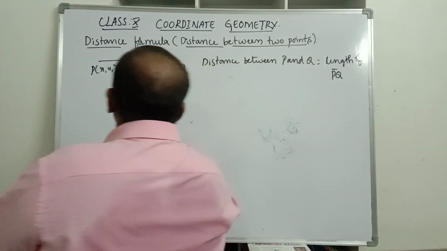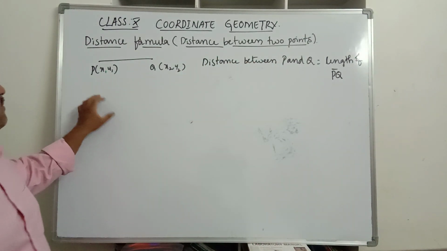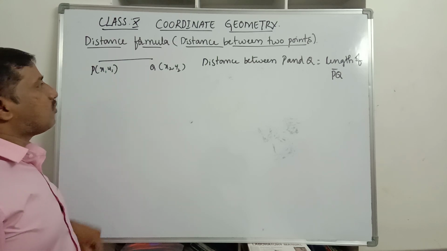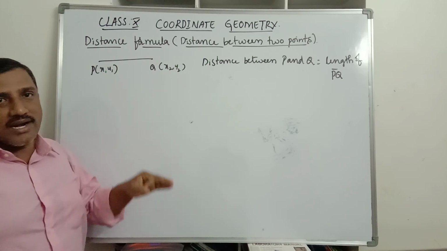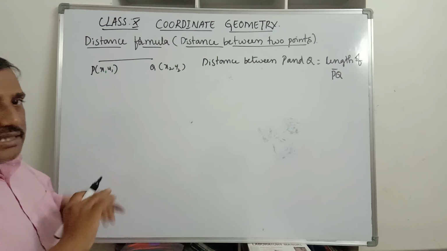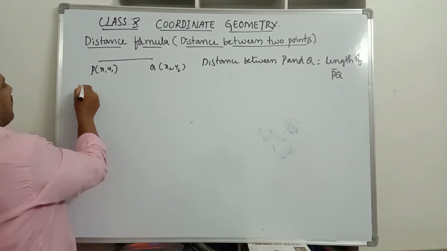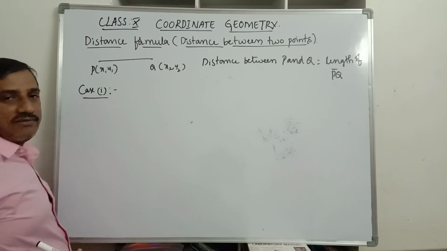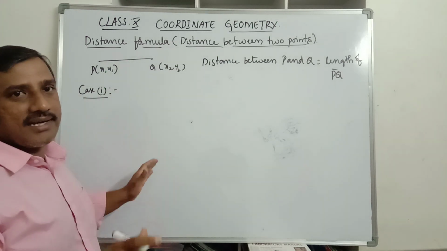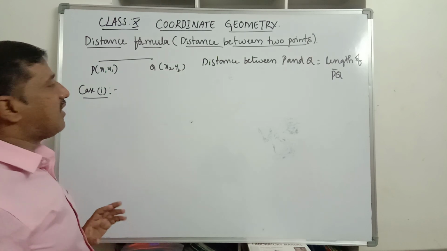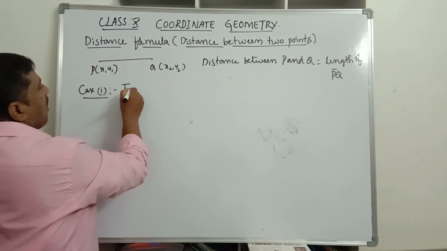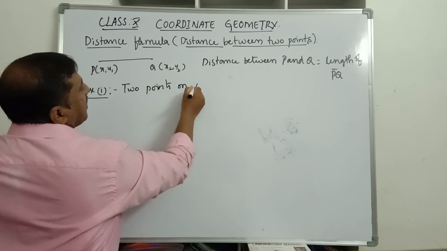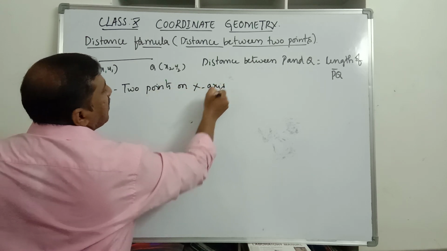Now how do we find the length of this line segment when we know the coordinates, that is (x1, y1) and (x2, y2)? When we know these 2 points, their coordinates, how to find it? Here different cases are there. In that, the first case we will study is if the 2 points are on the x-axis. Case 1: 2 points on the x-axis. Then how do we find the distance?